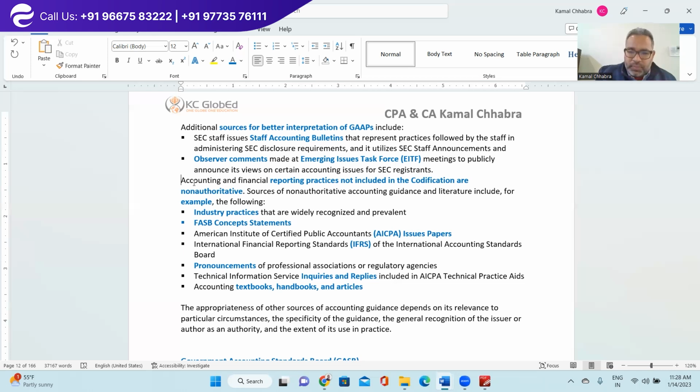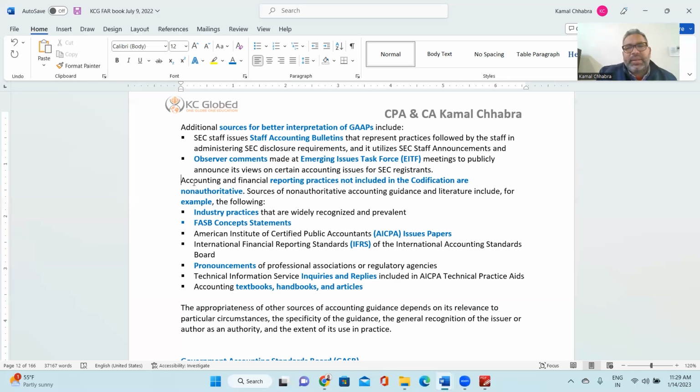The next is pronouncements of professional associations, technical information services, inquiries and replies from the AICPA, and maybe accounting textbooks, handbooks, and articles. But textbooks, handbooks, and articles get the least weightage. The most weightage, what I have seen, is IFRS, industry practice, FASB concept statements, or AICPA issued papers, right? Make sense? If any such situation arises where you do not have clear guidance in the ASC, then where should you go for further information to deal with the respective accounting matter, right? Make sense?